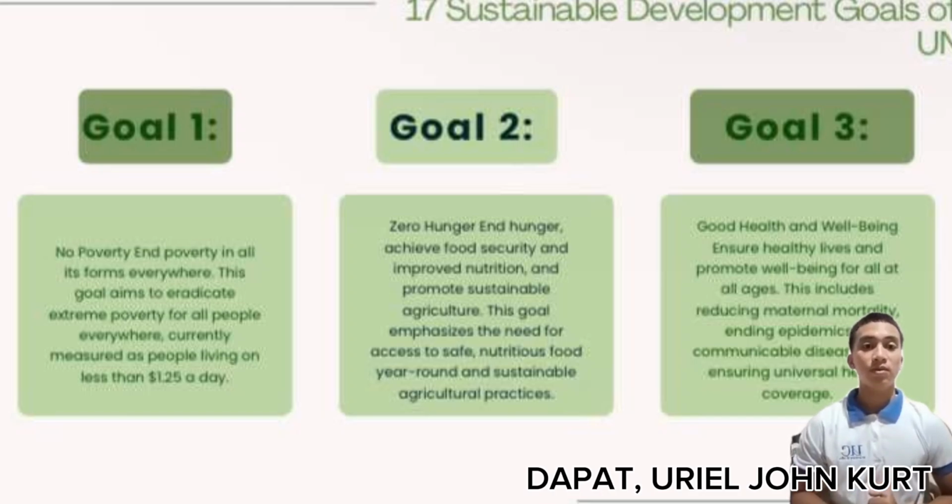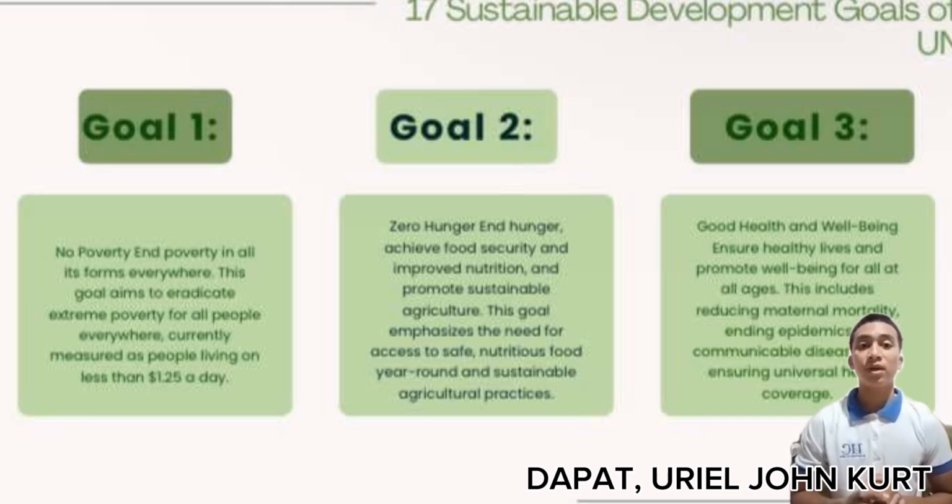Goal number 2, zero hunger. End hunger, achieve food security, improve nutrition, and promote sustainable agriculture. This goal emphasizes the need for access to safe, nutritious food year-round and sustainable agricultural practices. So why does it matter? Hunger and malnutrition hinder human development, limit productivity, and can lead to social unrest.